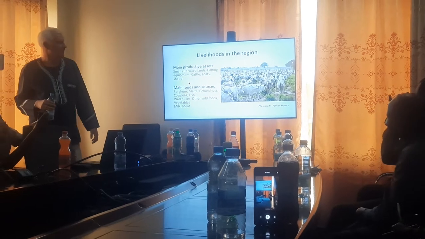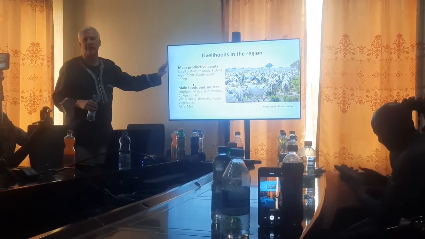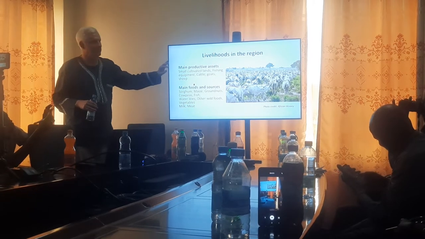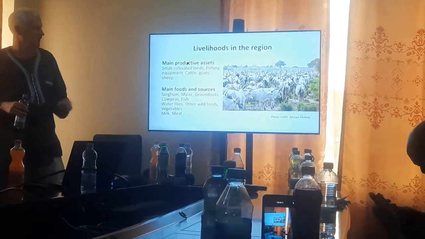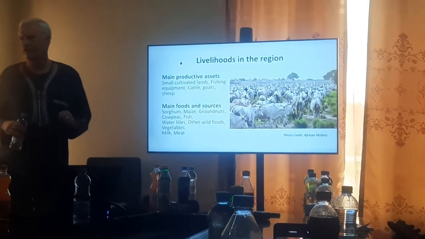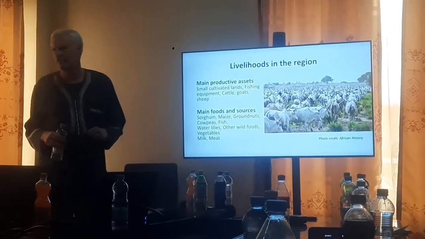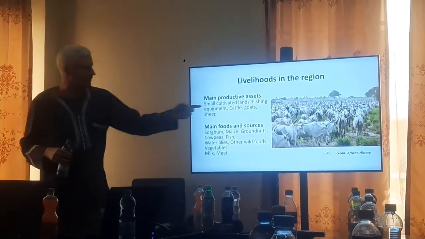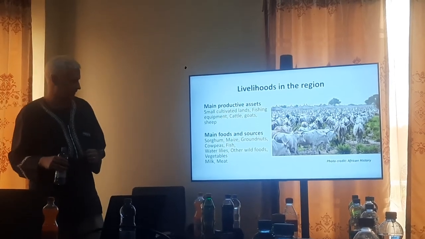45 million. Okay. Cattle. So what the Sudd has, it has what we call our assets. Very simple concept. What are its assets? It's first of all land, right? Fishing equipment, if you're going to catch a fish. Cattle, goats, and sheep, for various reasons. We eat the goats, we eat the sheep, but we trade and we pay dowry with the cattle, right?